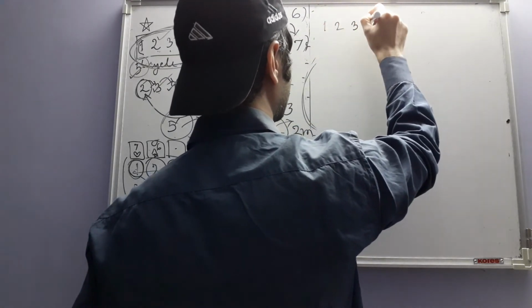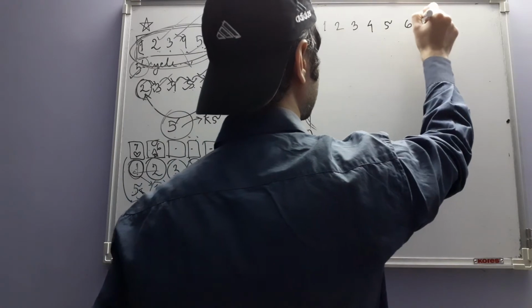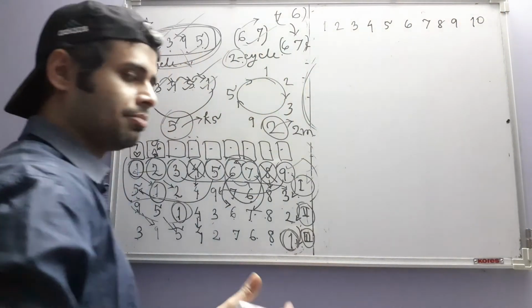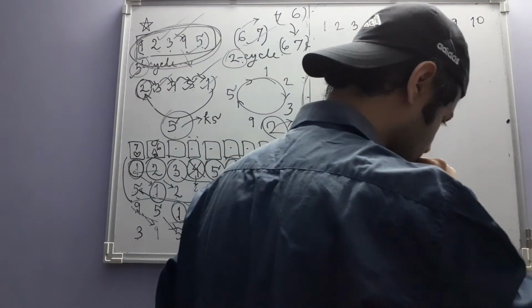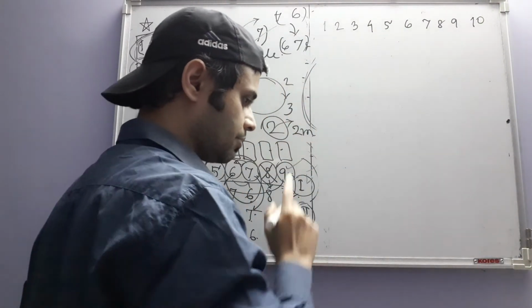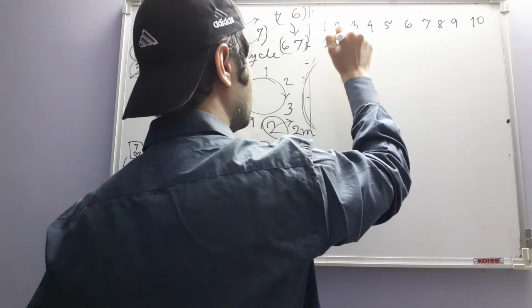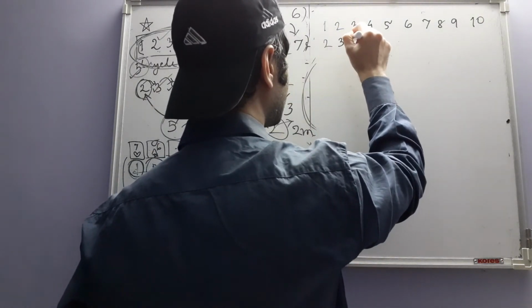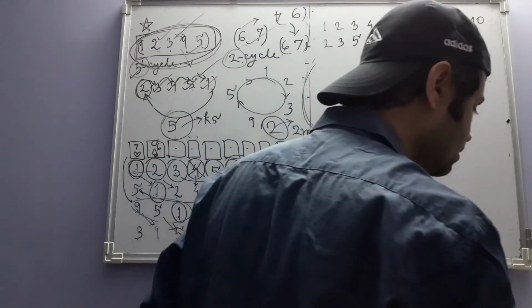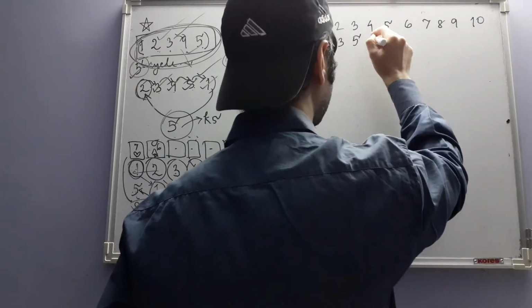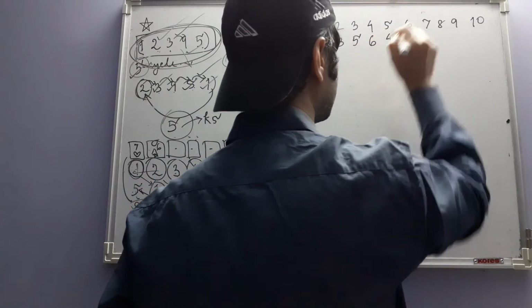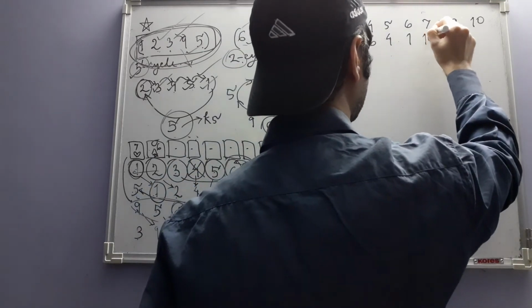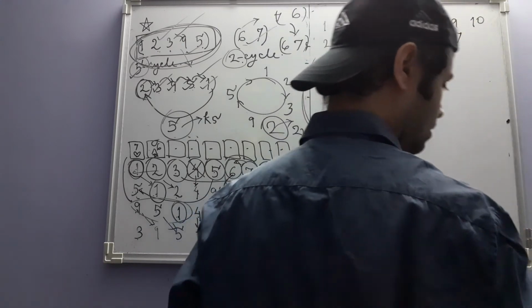1, 2, 3, 4, 5, 6, 7, 8. Now instead of 9 objects, I'm taking 10 objects. Now this is the shuffling scheme. 2, 3, 5, 6, 4, 1, 10, 9, 7, 8.